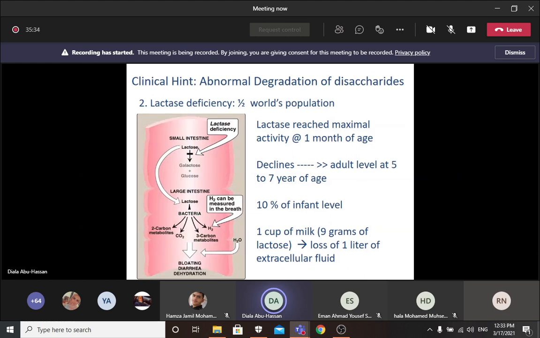طبعا يمكن we probably discussed this before. The solution is to reduce consuming milk or consuming milk with lactase enzyme or without lactose, etc. So we can reduce this problem in these patients if they want to consume milk.